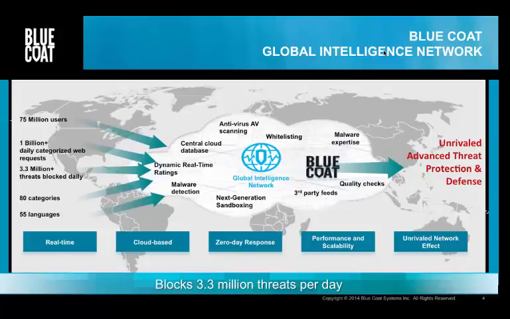Blue Coat's Global Intelligence Network, which provides the host categorization on SSL Visibility Appliance, services over 1 billion categorization requests per day. It understands 55 languages from around the world to provide our customers with the most accurate categorization. It generates this intelligence using multiple technologies and algorithms that crunch the data that we receive from our 75 million users using our products installed all around the world.